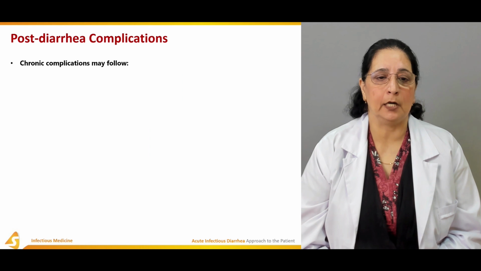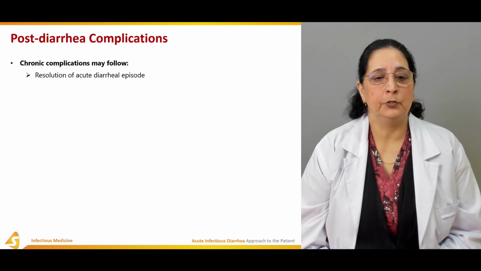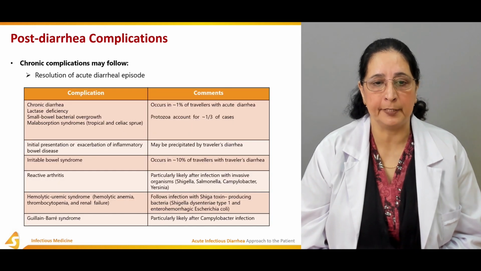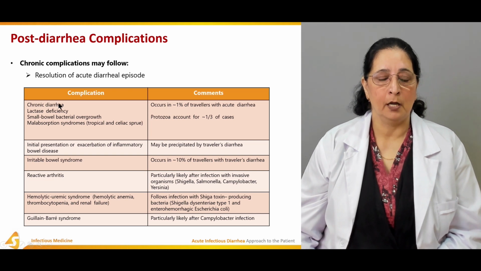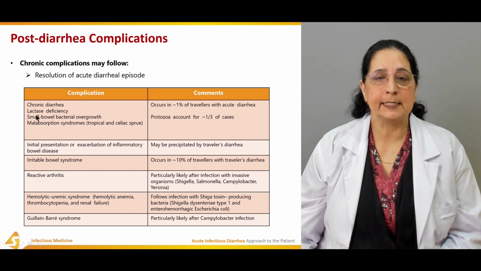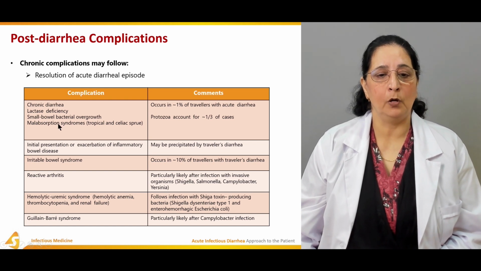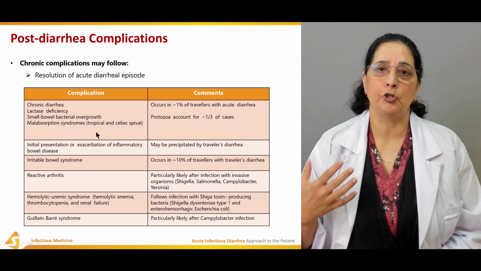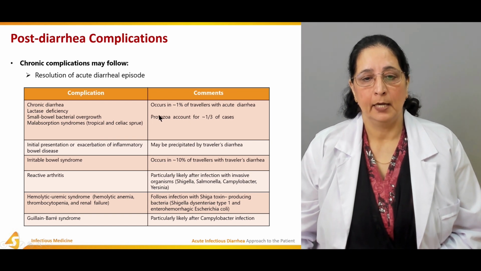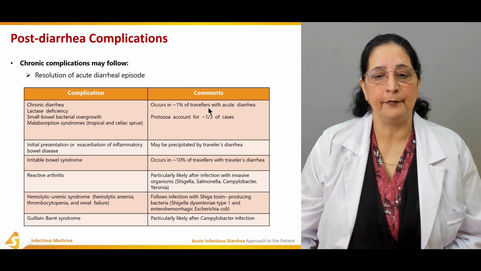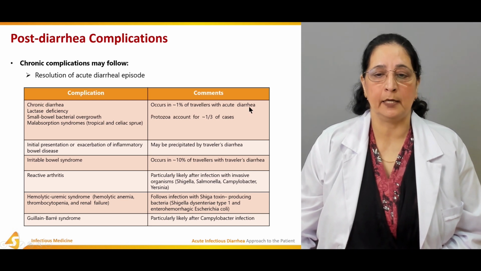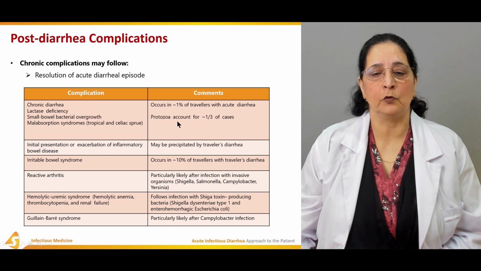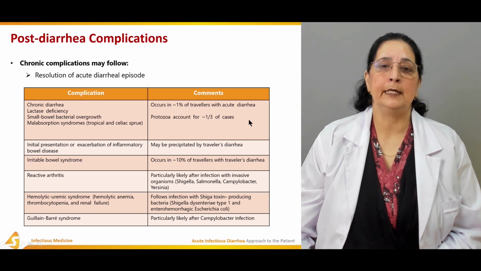Post-diarrheal complications which are common: usually a chronic complication may follow resolution of the acute diarrheal episode. The complications are chronic diarrhea, lactase deficiency, small bowel bacterial overgrowth, malabsorption syndrome, which can be tropical, and celiac sprue. These occur in 1% of travelers with acute diarrhea, with chronic diarrhea usually, and small bowel bacterial overgrowth, with the protozoa accounting for 1/3 of the cases.